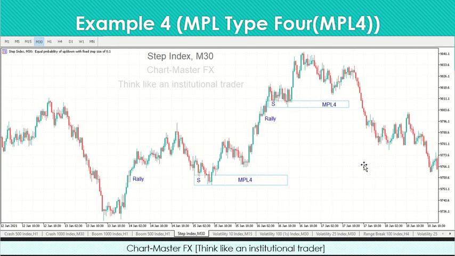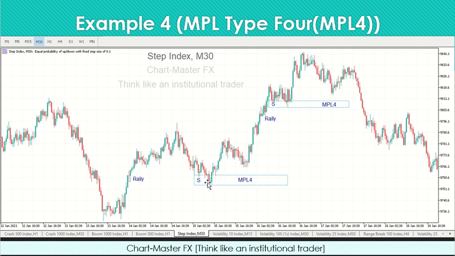We go to example number 4, which is MPL4. As you can see, guys, here we are on Step Index M30. So the first example, we can see that we are in a rally, then we have a support there, and the support is engulfed and there is a lower low there.